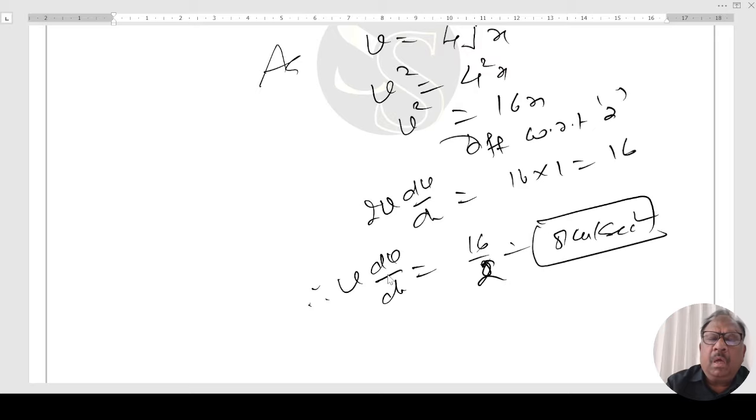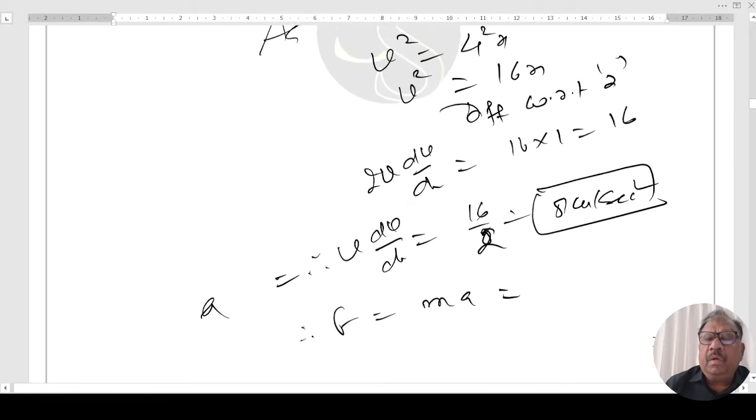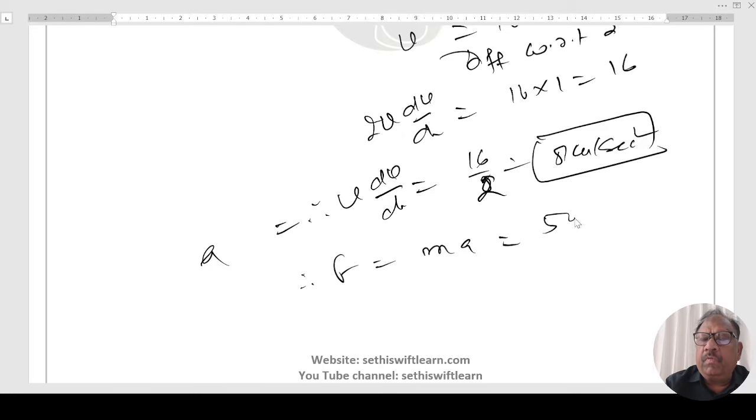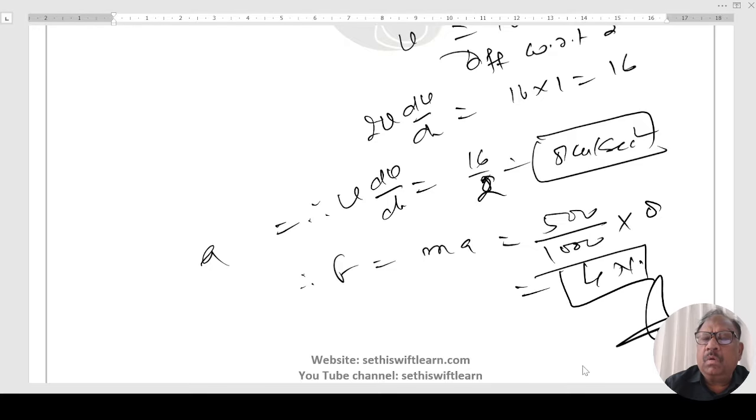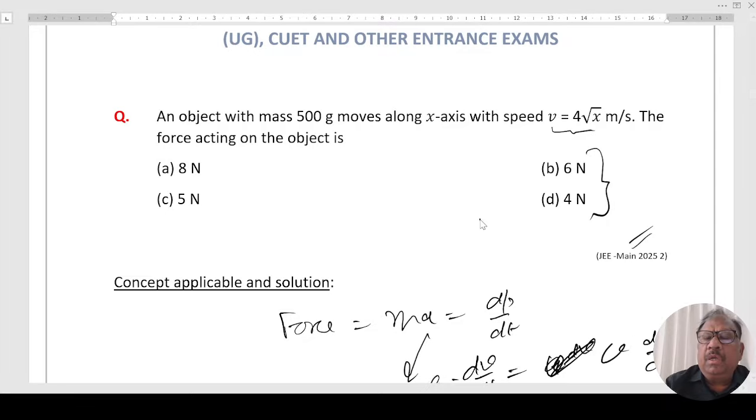This is the acceleration. Therefore, force equal to m into a. 500 gram, converted to 0.5 kg, into 8, that is 4 Newton. That is the force acting on it. Let's check the answer. D is the correct answer. Right? Next question.